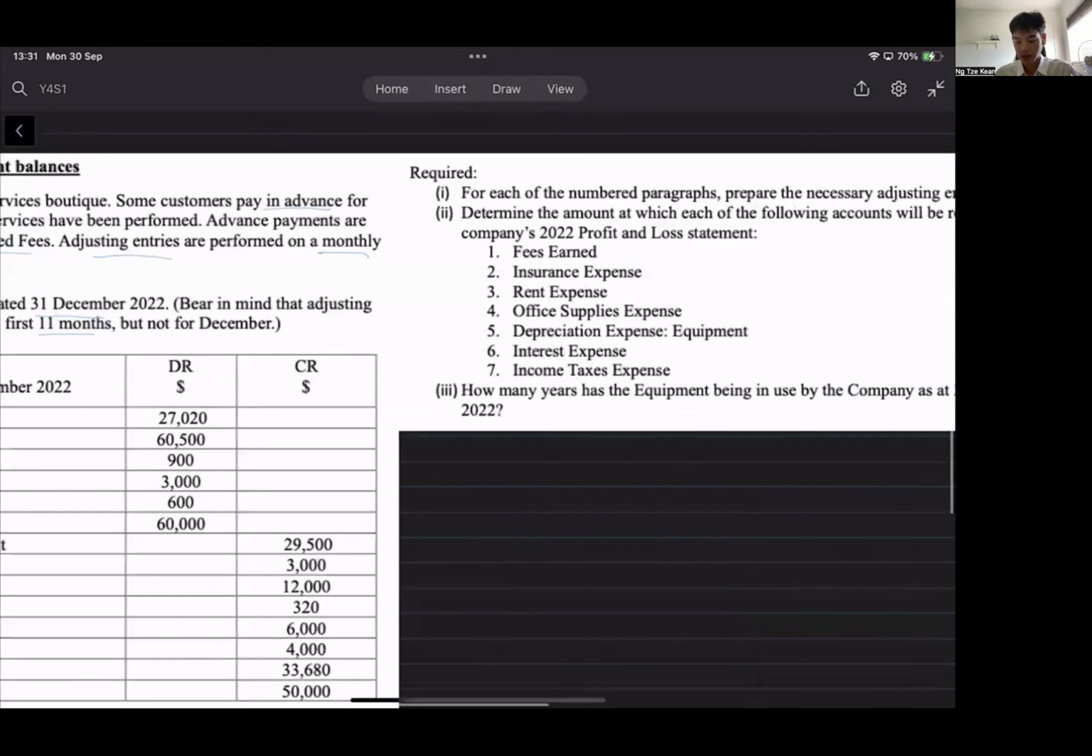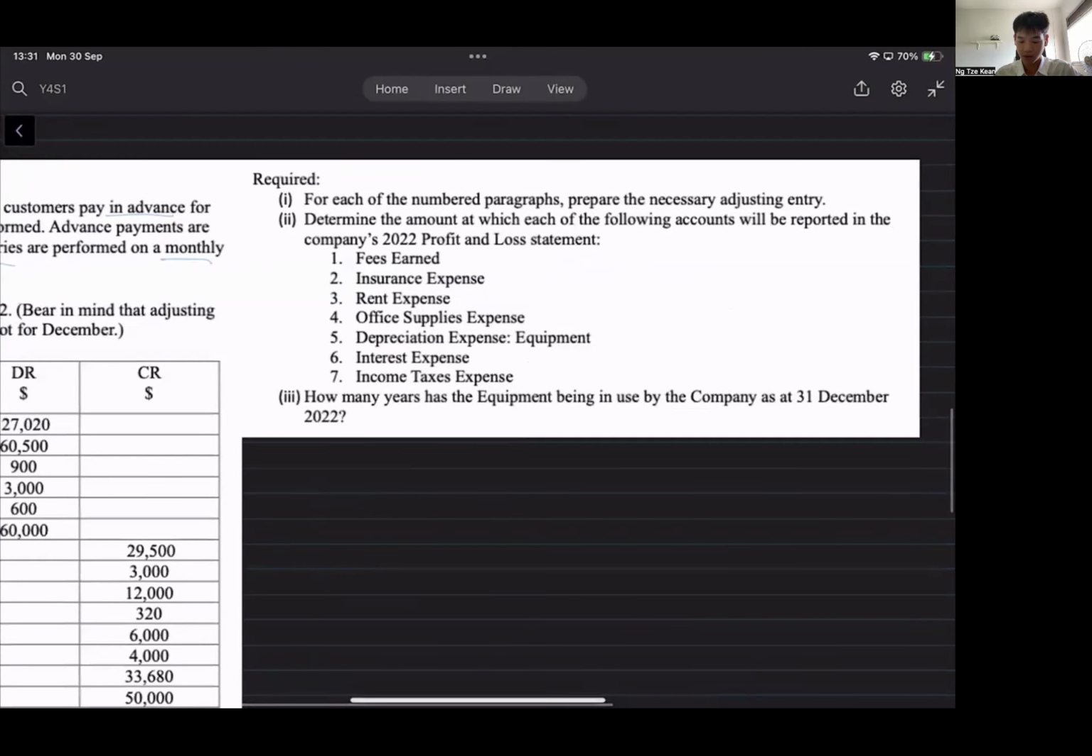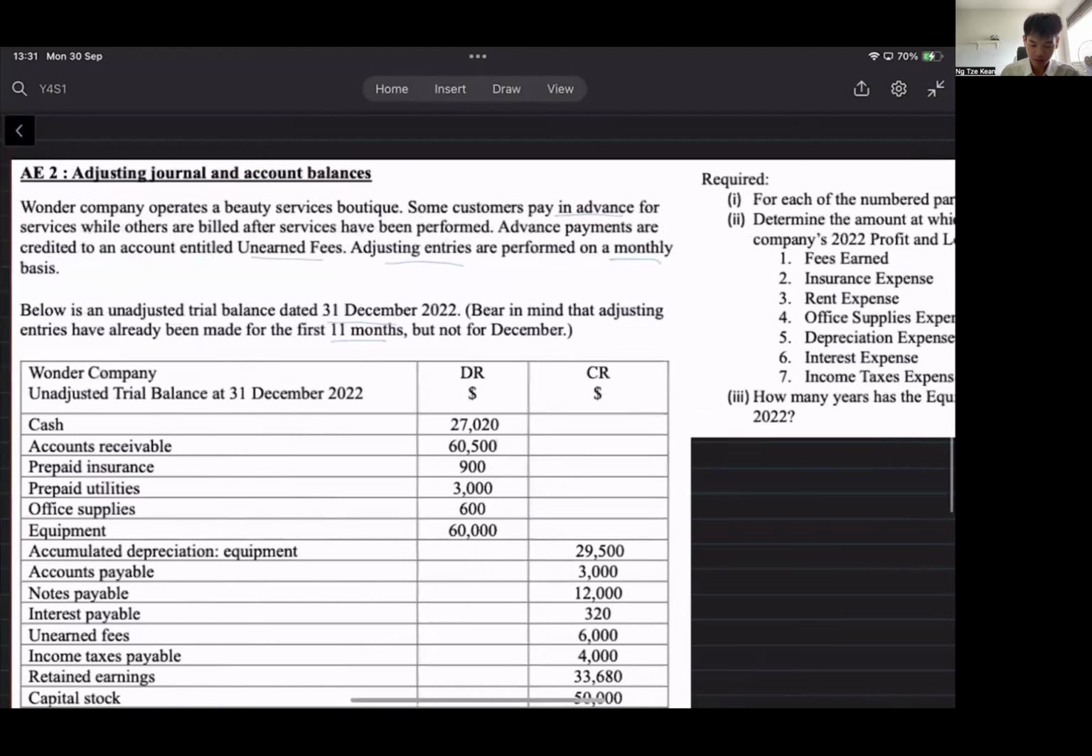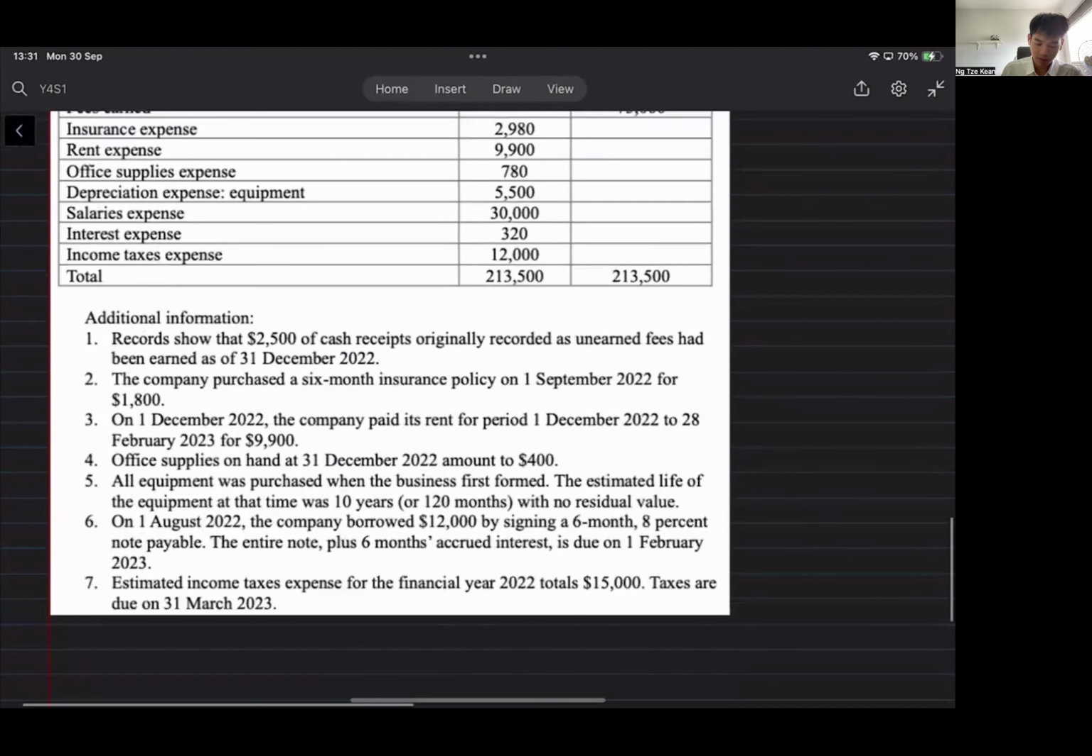Right. And we want to see for the question. So for each of the numbered paragraphs, prepare the necessary adjusting entry. The numbered paragraphs are below here, and we will go through them sequentially to solve this question. So we are supposed to make adjustments for each of the additional information.